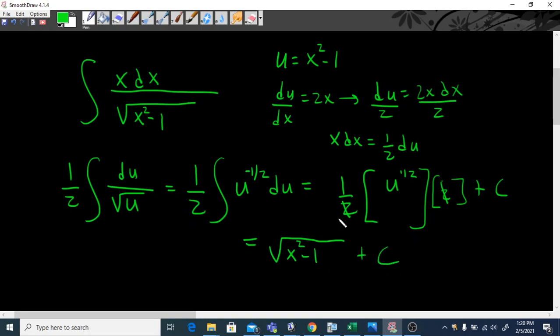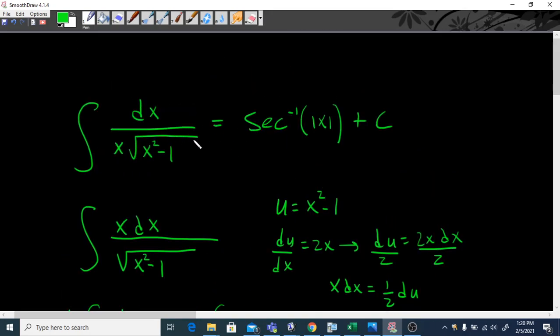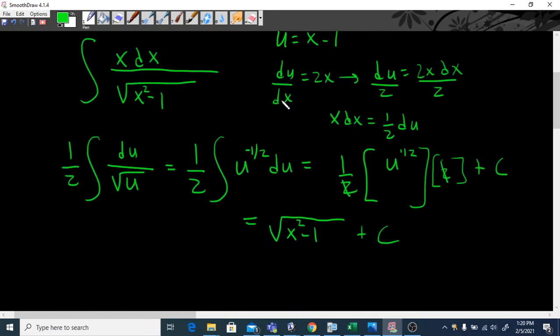This is a very standard problem. I would classify this one as easy, but not as easy as this one. This one is the easiest type, and this is probably the second easiest type. Let's keep going.